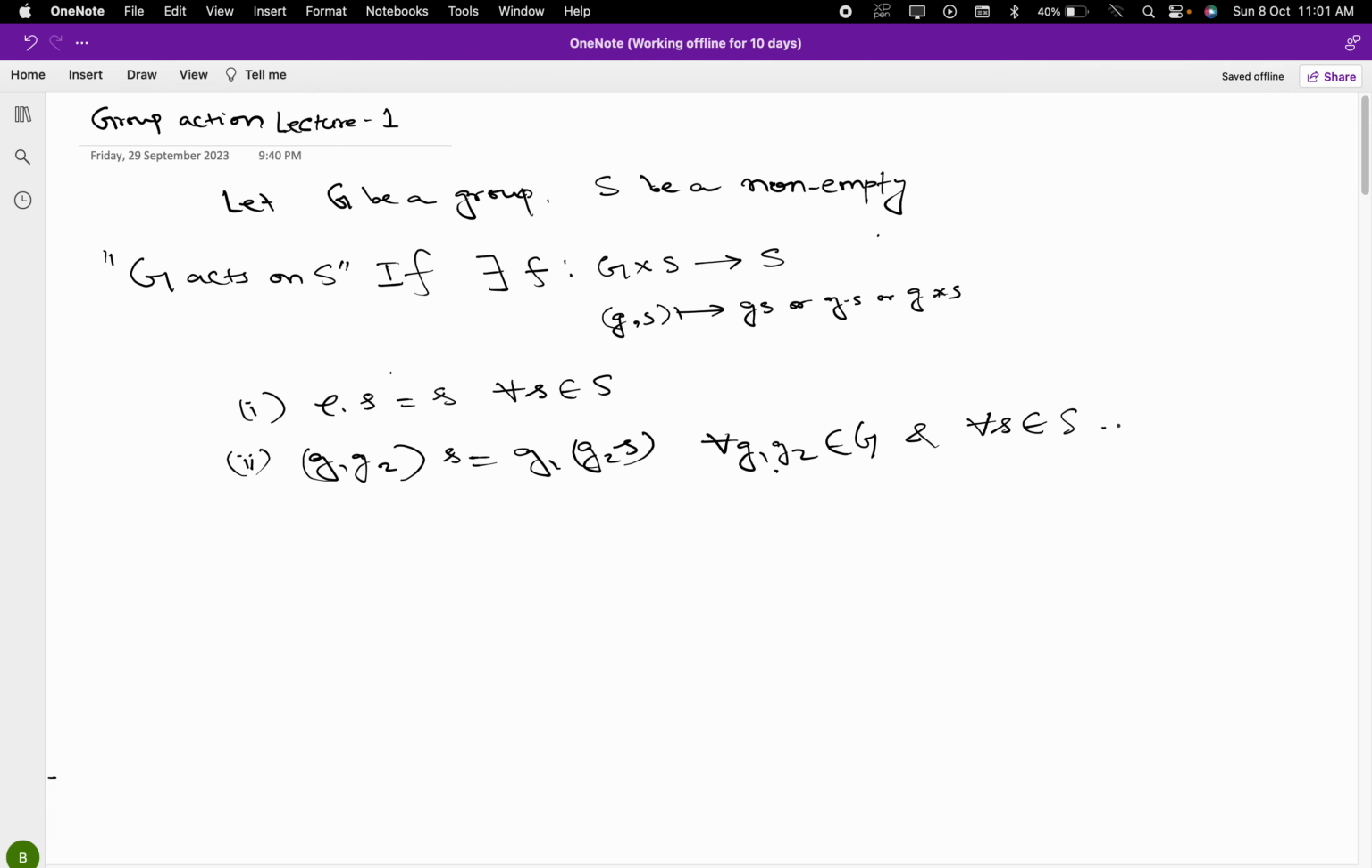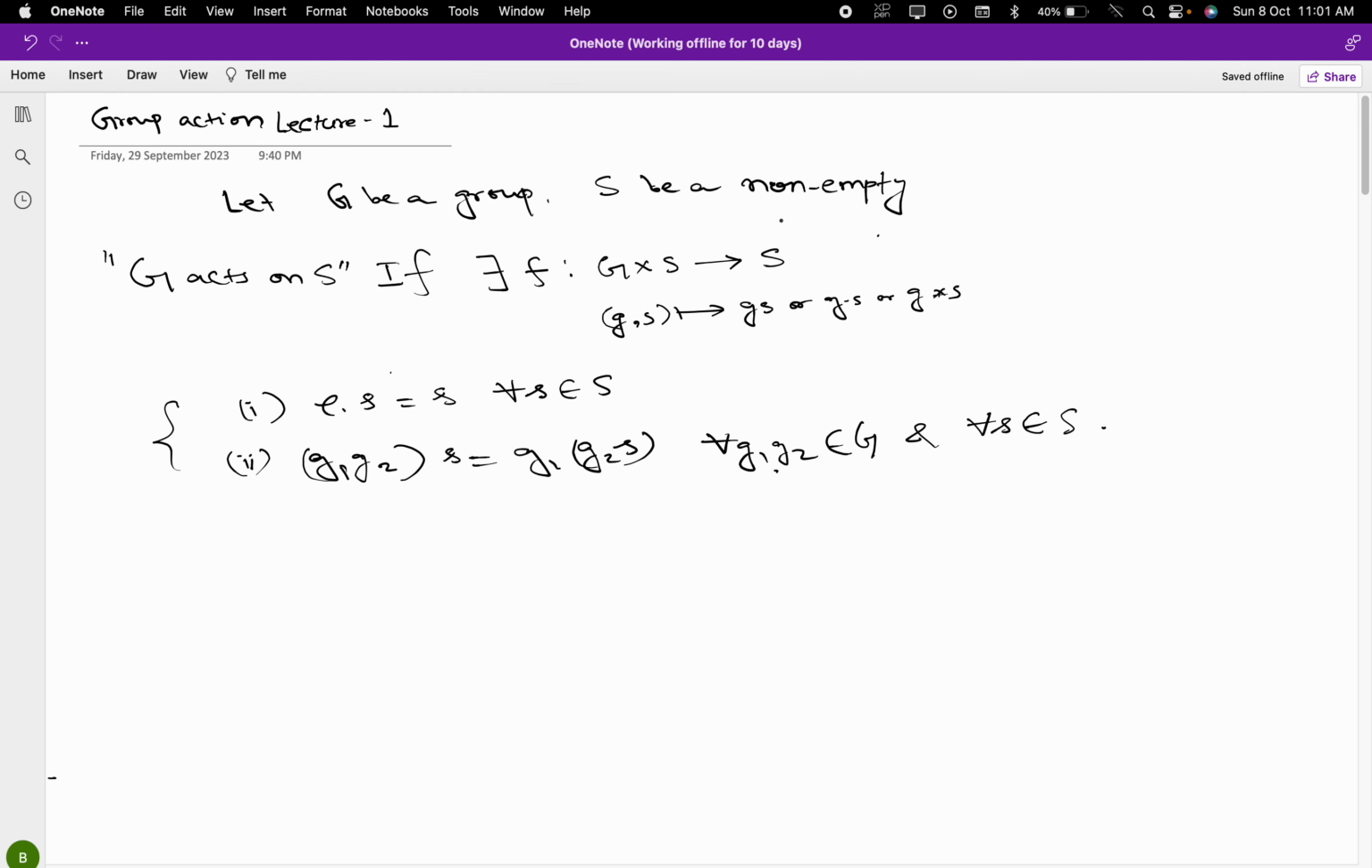If a function satisfies these two properties, then we say G acts on S. Operating with the product g1 g2 and then s should give you the same result as operating g2 on s first, and then g1 on that. This is the definition of group action. There is nothing more.